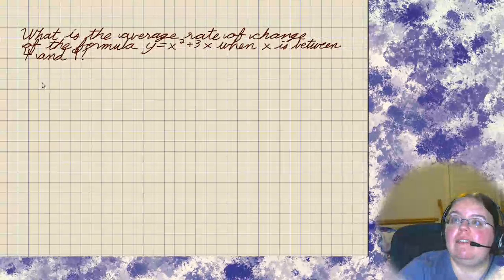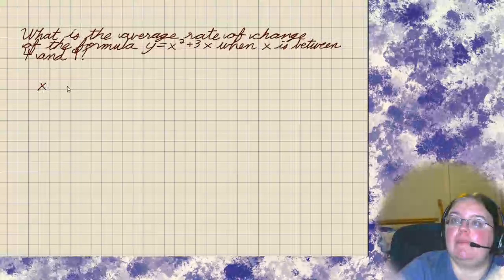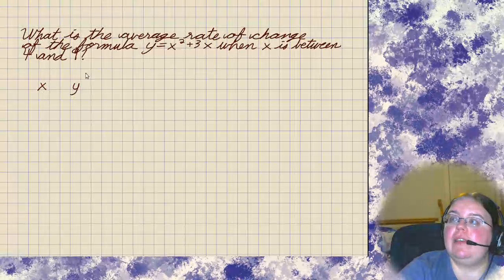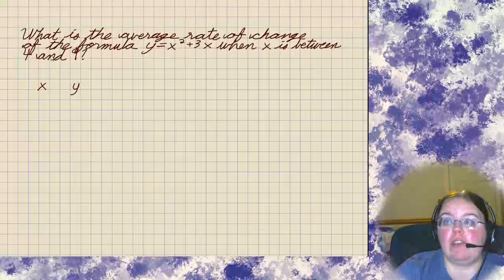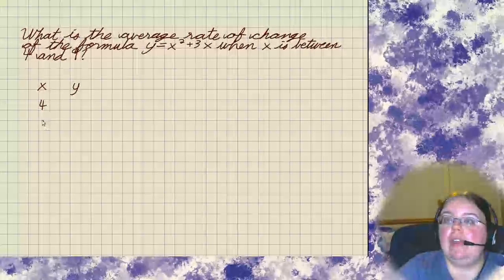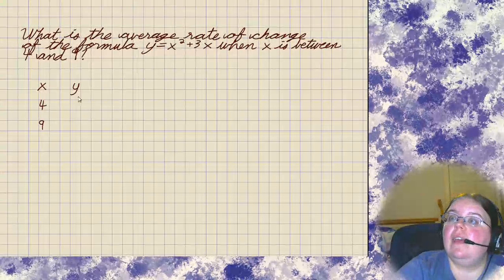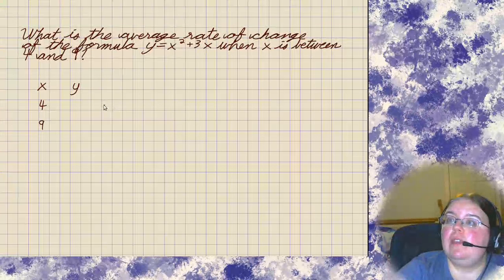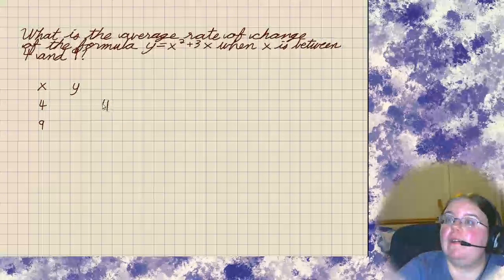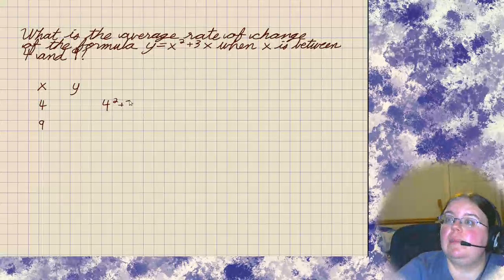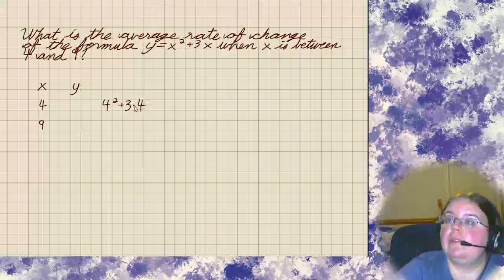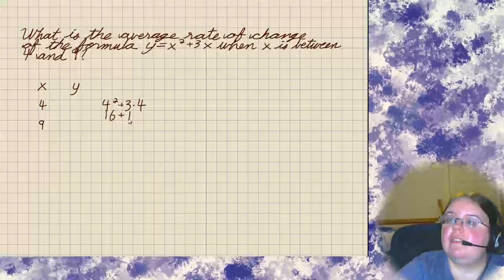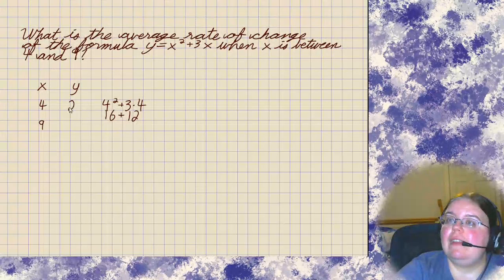So I'm going to organize that a bit. I'll have my x values and my y values, and the two x values I'm interested in are the endpoints, 4 and 9. So then I just need to calculate my y values, and I'm going to use this space over here for scratch paper. So I'll have 4 squared plus 3 times 4. So that'll be 16 plus 12, which is 28.